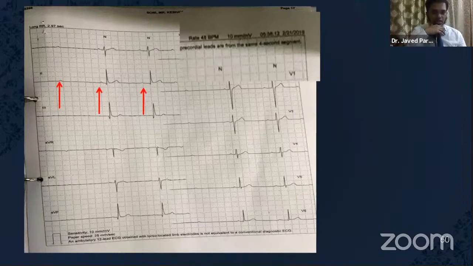So what you can see is there is definitely one blocked P wave. And the next P wave is conducted, the next to next P wave is also conducted. And what you have to understand is that I zoomed in on the time at which this happened.